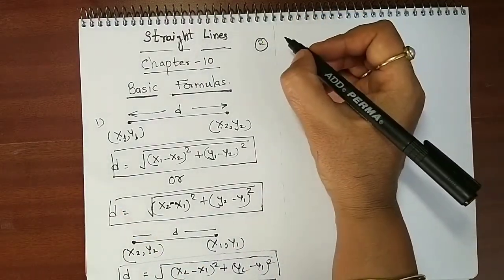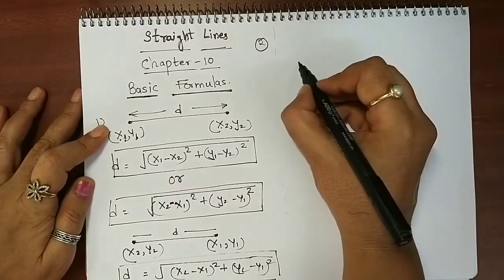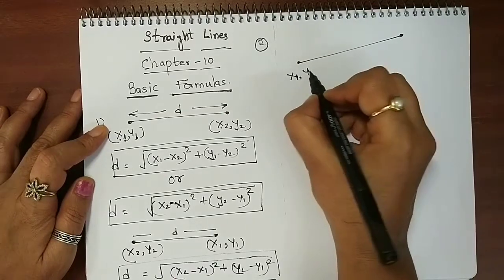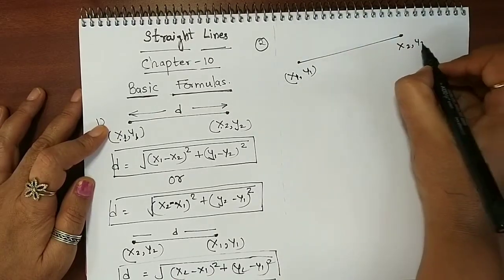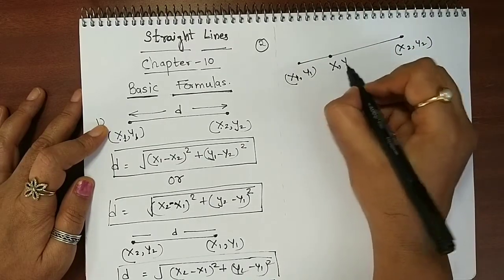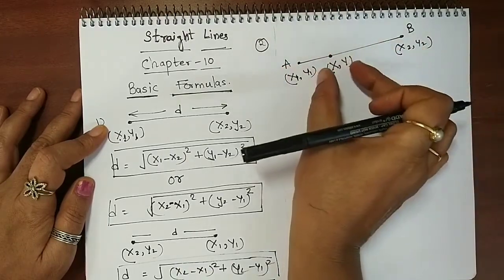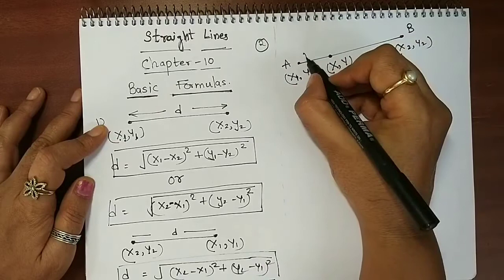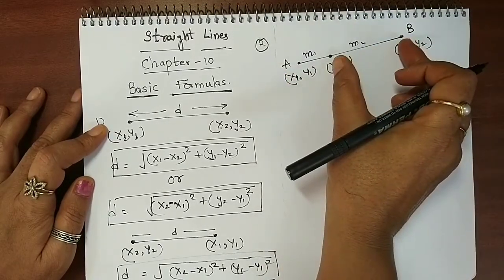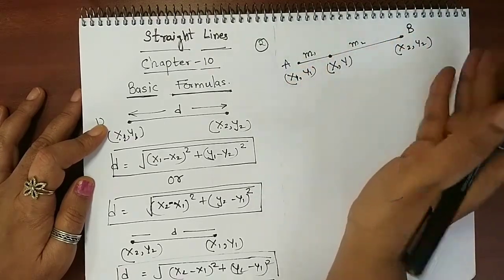Second basic formula that you should know is the section formula. Suppose there is one line given joining x1 y1 and x2 y2. We are interested in finding a point (x, y) on this line AB in such a way that it divides the line in the ratio m1 and m2. This part is m1 and this part is m2, like 2:5 or 5:2, 7:8 or whatever.